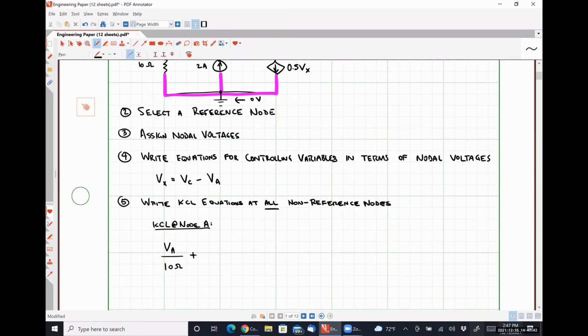Then I'm going to take care of my current flowing to the right. So my current starts at node A, it ends at node B. So the total voltage drop is VA minus VB, and then I divide it by my 5 ohm resistor. And then my current flowing up will be VA minus VC divided by my 15 ohm resistor.